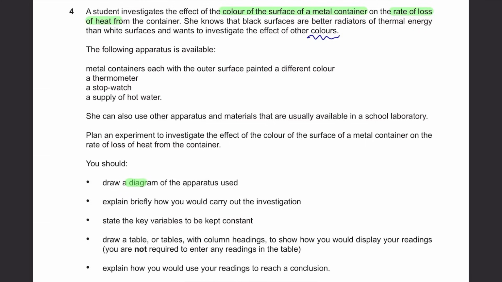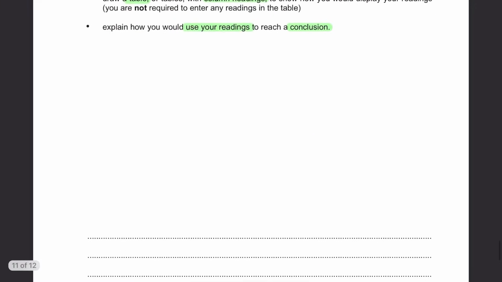You should draw a diagram of the apparatus used, explain briefly how you would carry out the investigation, state the key variables to be kept constant, and draw a table or tables with column headings to show how you display your readings. You're not required to enter any readings in the table. Explain how you'd use your readings to reach a conclusion. 7-mark question. We need to include everything in this question, but there's a format to follow.